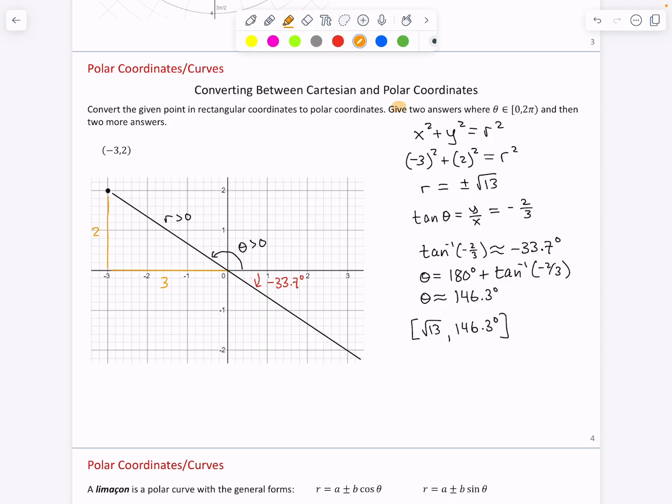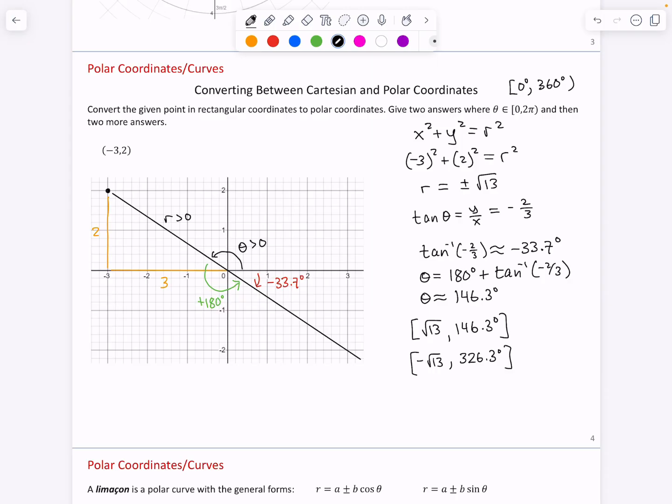Now we're supposed to give two answers where theta is between 0 and 2 pi. From angle theta, if you rotate another 180 degrees counterclockwise, that gives us an angle of 326.3 degrees, which is still between 0 and 2 pi, which is 0 degrees to 360 degrees. But this angle points into the fourth quadrant, so we want to use a negative r to get us back into the second quadrant. So accompany this angle with negative radical 13. And here's a second representation of this point in polar coordinates.